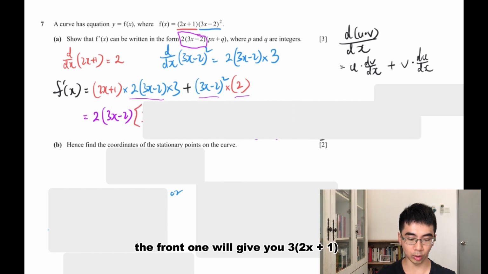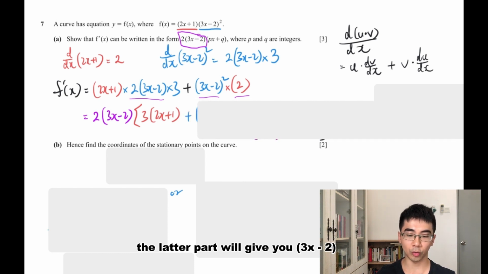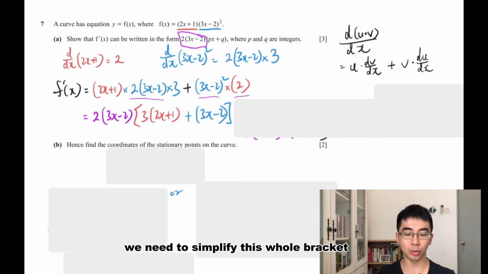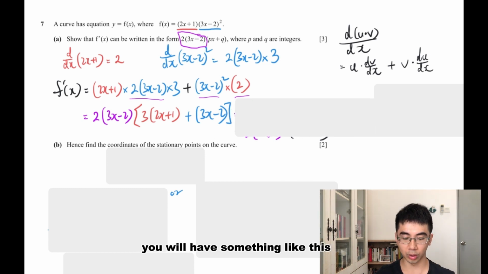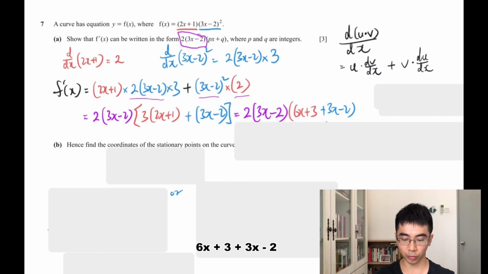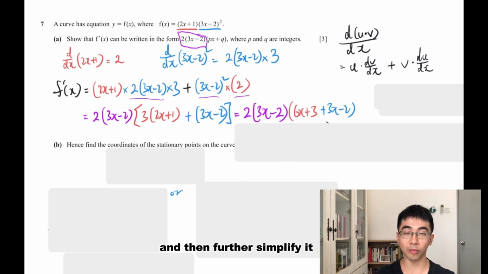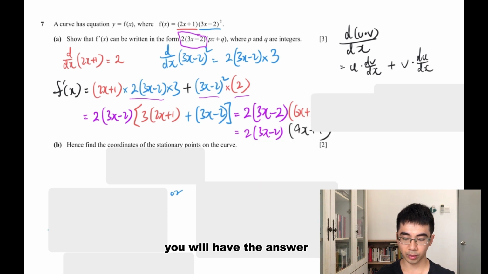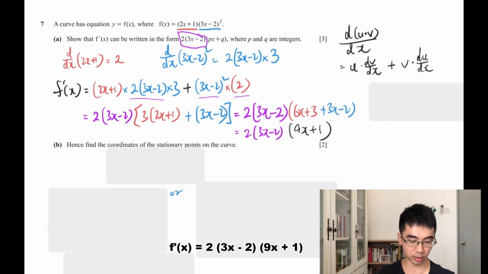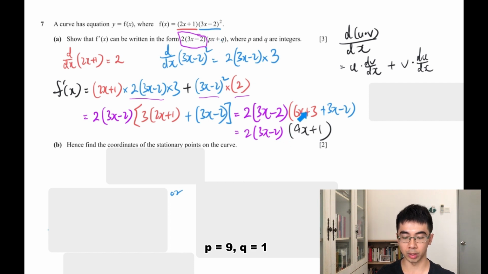The front one will give you 3 times 2x plus 1, and the later part will give you just 3x minus 2. So we need to simplify this one, or for the whole bracket, you get something like this, 6x plus 3, and then plus 3x minus 2, and then further simplify it, you will have the answer. F prime of x is actually 2 times 3x minus 2, and then times 9x plus 1. Or compare with this, p is actually 9, and then q will be positive 1. So this is for part A.